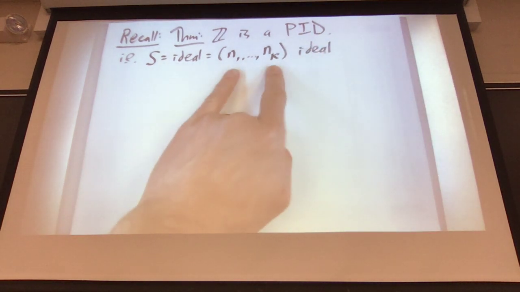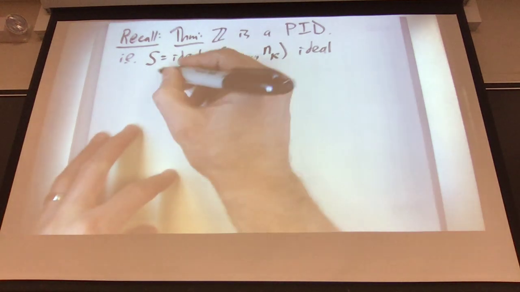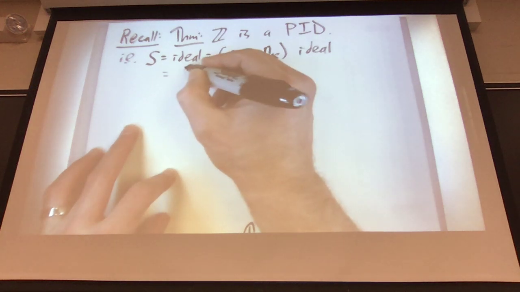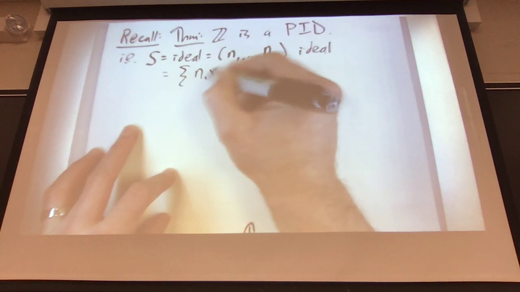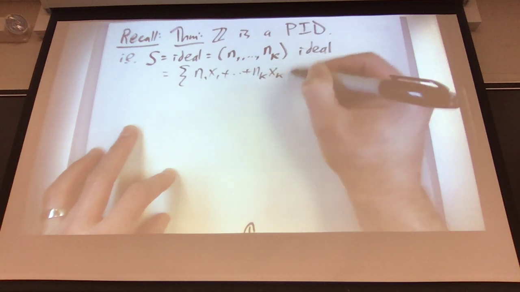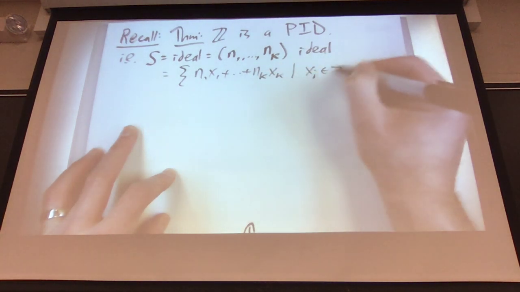The ideal generated by elements n1 through nk, integers. What does that mean? Devendra. Yeah, integer linear combinations. So it's just the set of all n1 x1 plus ... plus nk xk with xj in the integers.